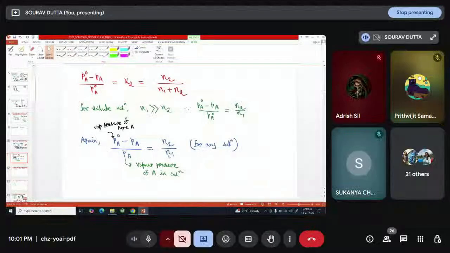This will be helpful during your numerical questions, because if you put in the mole fraction, you have to convert it to mole number, and then after a long calculation you will get the answer, but this is a time-saving approach. PA naught minus PA divided by PA, where PA naught is the vapor pressure of pure A and PA is the vapor pressure of A in the solution, equals N2 by N1. Here 2 means solute and 1 means solvent. N2 is the mole number of the solute and N1 is the mole number of the solvent.